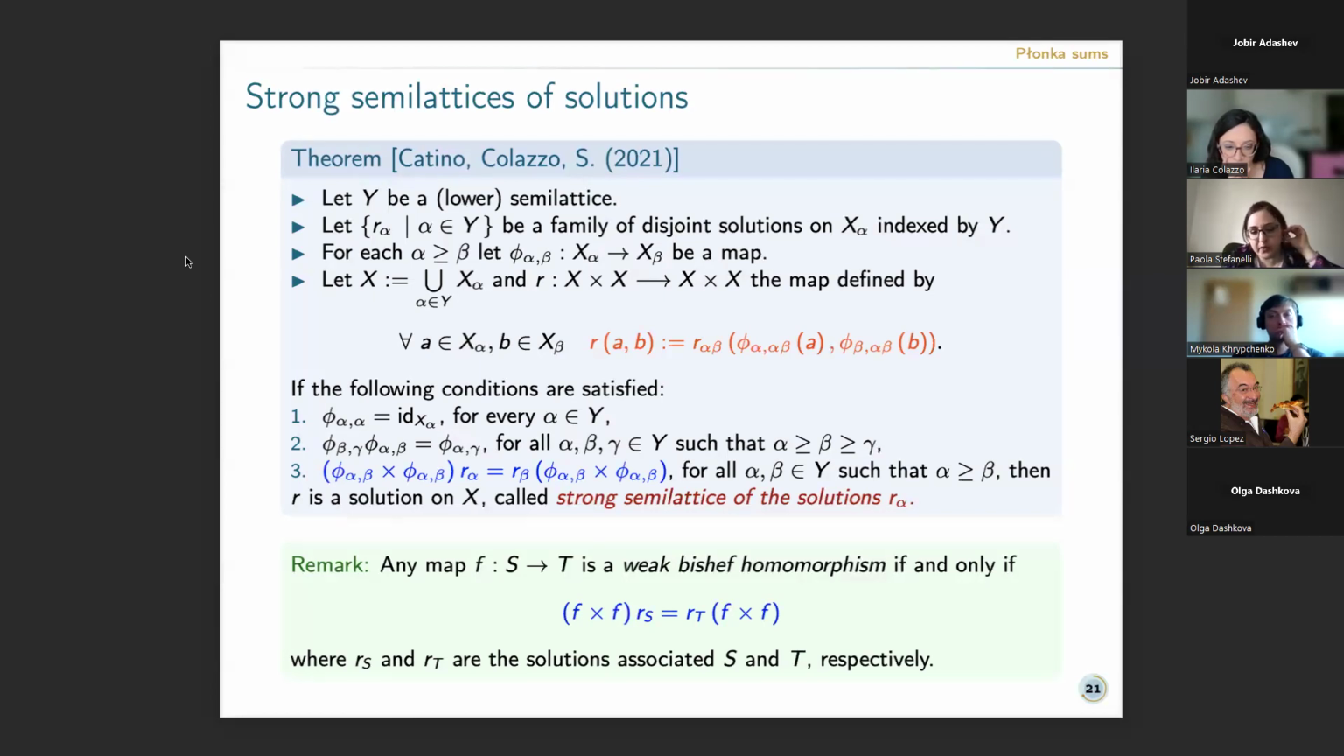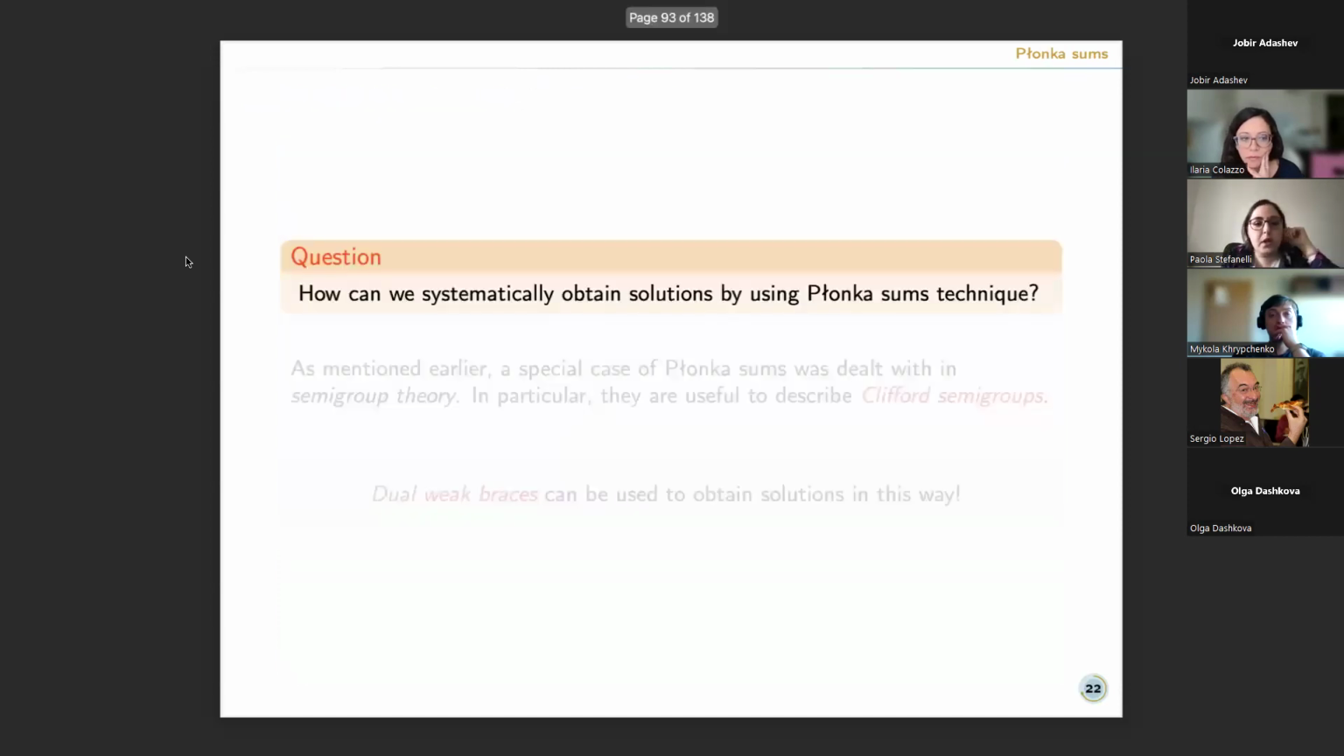So F times F Rs is equal to RT F times F, where Rs and RT are the solutions associated to S and T respectively. So these maps phi alpha beta are exactly the Płonka sums of the previous construction. So this is the key connection between these two constructions.